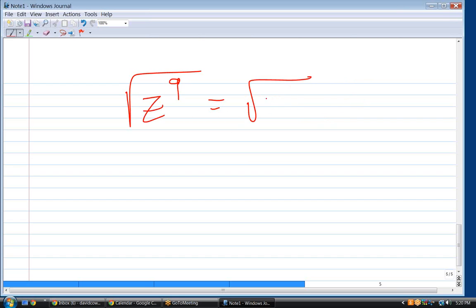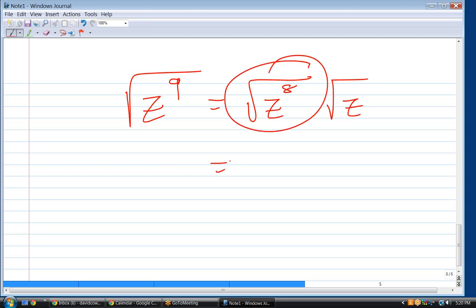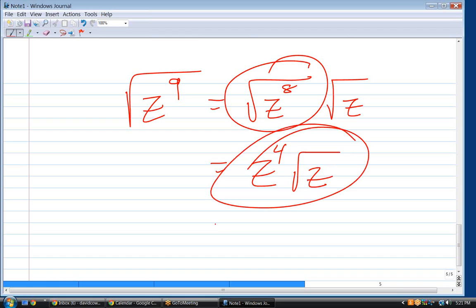This is equal to z to the 8th times z to the 1st. What's the square root of z to the 8th? Z to the 4th. It's half of this exponent. So this answer would be right there. Z to the 4th times the square root of z is the same as the square root of z to the 9th. So when you have a variable and you're doing square roots, you basically want to split this thing into an even number and whatever's left over.